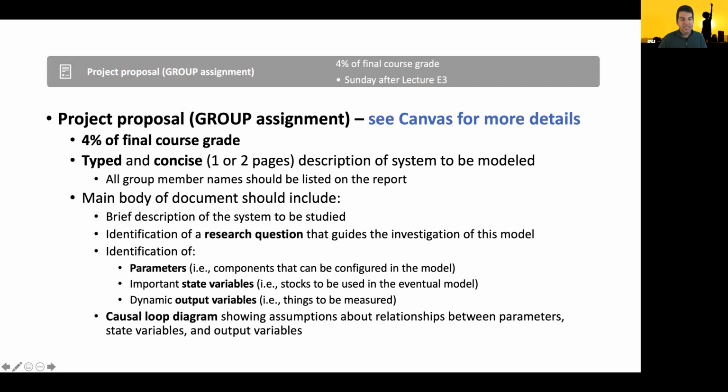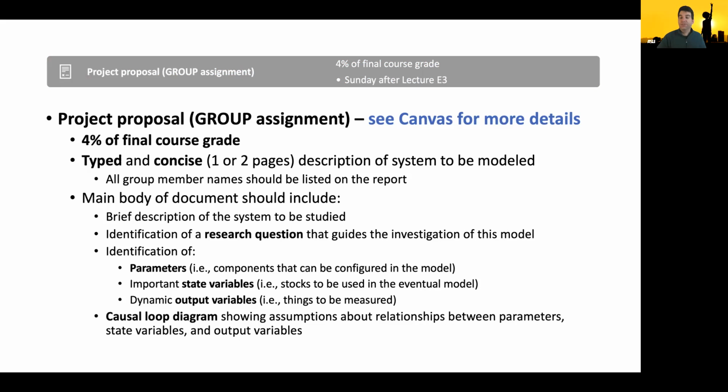Along with those, I'd like to see a causal loop diagram showing me the relationships between the parameters, state variables, and output variables that you've identified. Now, I know that by this point, you won't have thought of your entire model, and I'm not expecting you to, but I want you to identify key parameters, state variables, and output variables that show me that you've put some real thought into the problem.